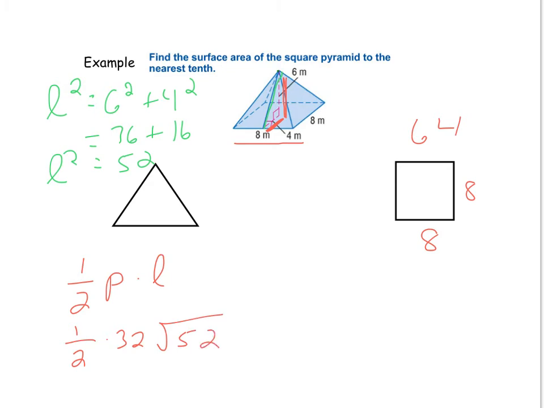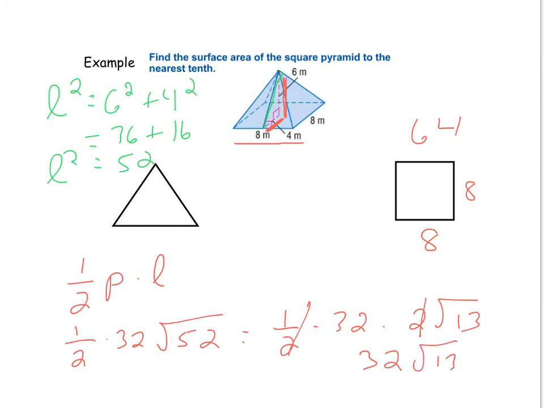Root 52 is equal to 4 times 13 is 52. So this is 1/2 times 32 times 2 root 13. 1/2 and 2 is 1. It looks like I have a total lateral surface area of 32 root 13.